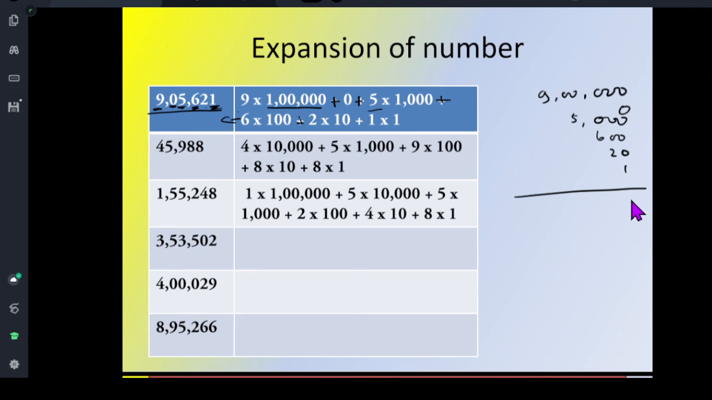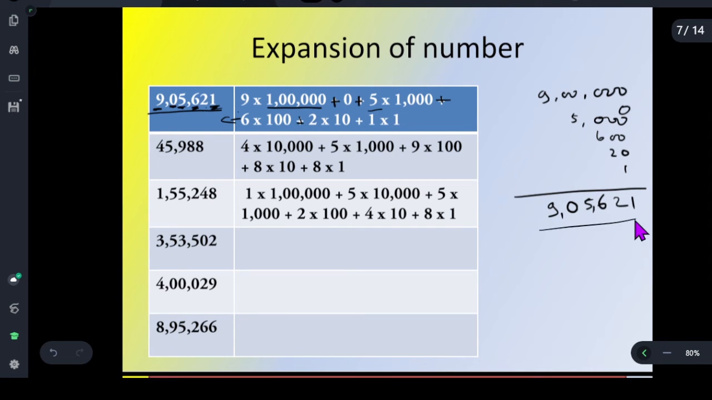On the ones position there is only 1. On the tens position there is only 2. On the hundreds position there is only 6. On the thousands position there is 5. And on the 10,000 position there is no number. It means there is 0. And on the lakhs position there is 9. So if I give commas, this number and this number are equal. Yes, so both numbers are equal. Okay, you can solve the remaining numbers.